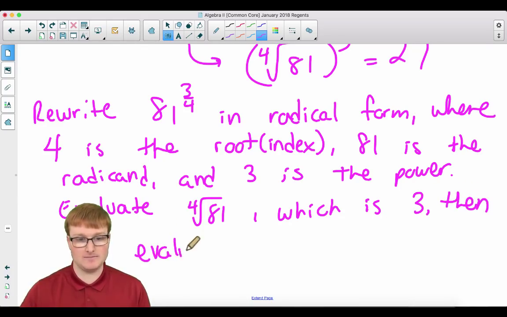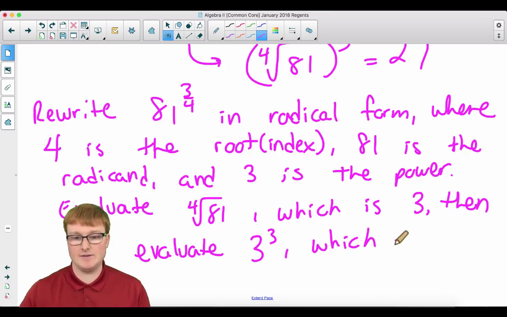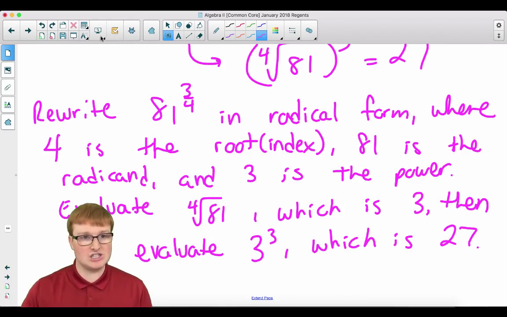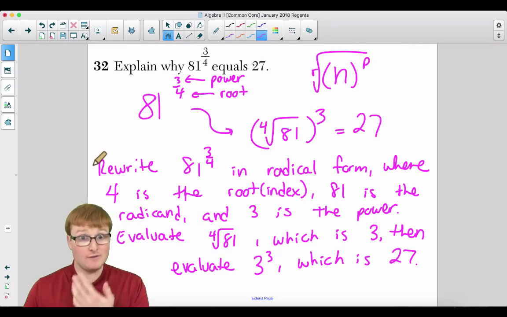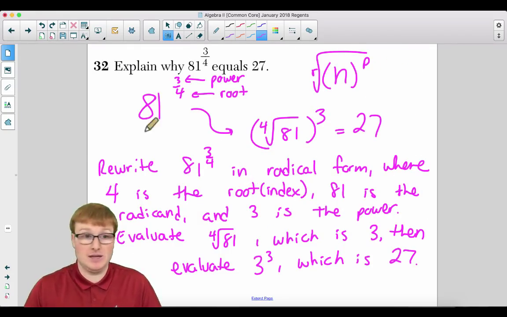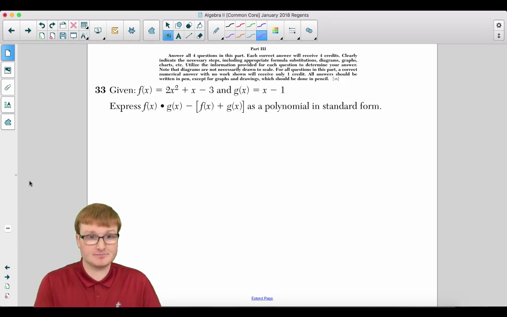Then evaluate 3 to the third, which is 27. And that's how you explain it. I honestly don't know what they're going for, but that's how I would explain it. Moving on to number 33.